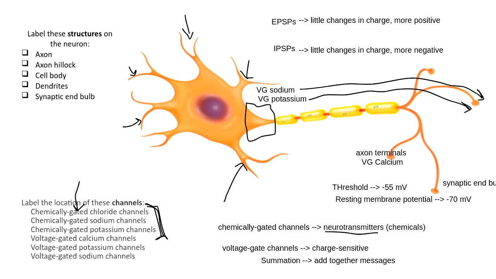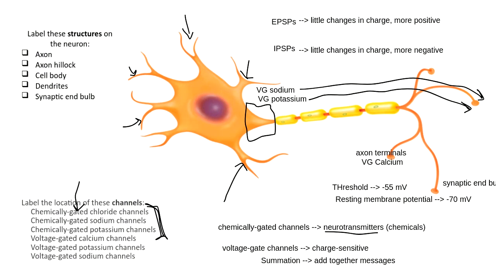So we start having voltage-gated sodium channels and voltage-gated potassium channels here at the axon hillock. We have them all through the axon to move my action potential. We have them all the way through my axon terminals because remember, to get the voltage-gated calcium channels open, I have to depolarize my membrane.